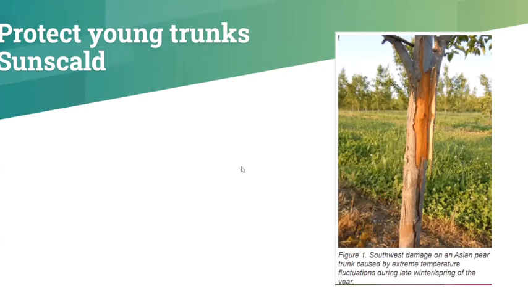It can get a disease when it has damage like this, but this is on the south side and southwest side of that tree, and the sun was too hot. It's the temperature fluctuations that cause that. What happens is it warms up during the day, and it just can't handle the temperature extremes.